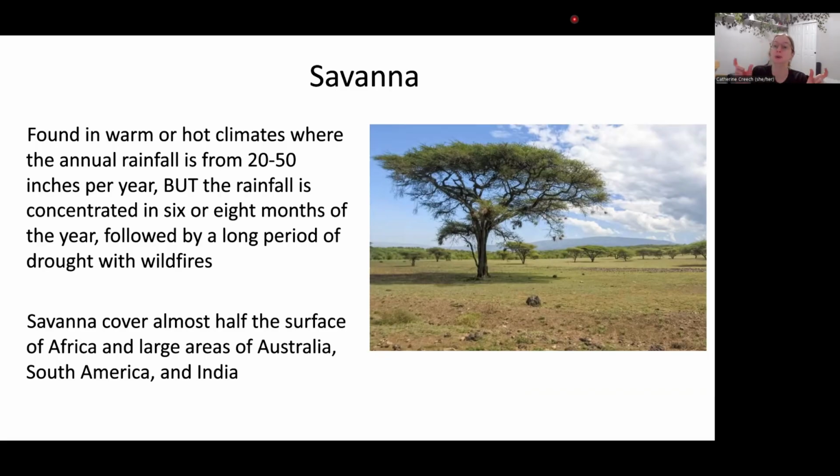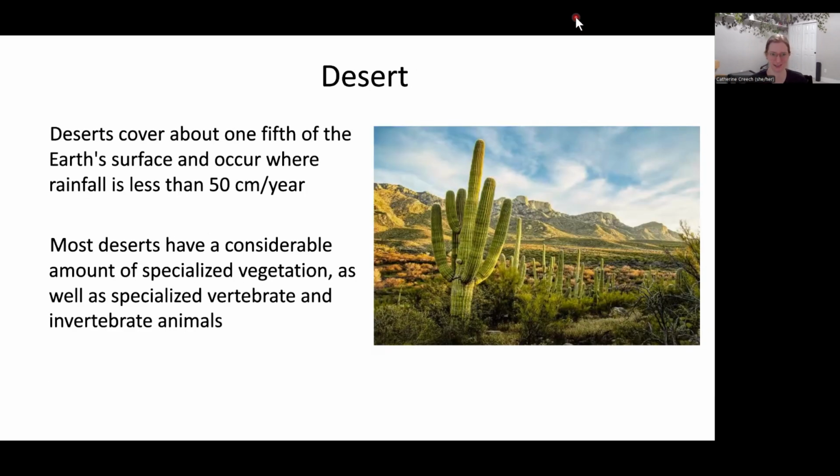So there's a long period of drought after that. That period of drought brings wildfires, and it also makes these plants adapted to existing without consistent water supply. Savannas cover about half the surface of the continent of Africa, as well as large parts of Australia, South America, and India. It's a big habitat. Lots of different animals live in this type of habitat. Really beautiful.